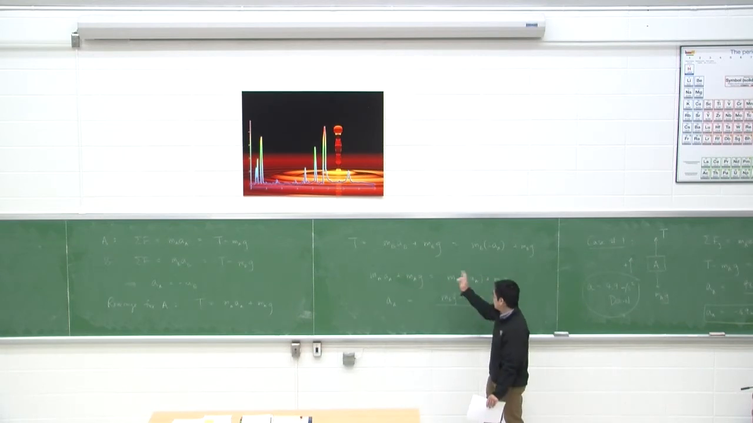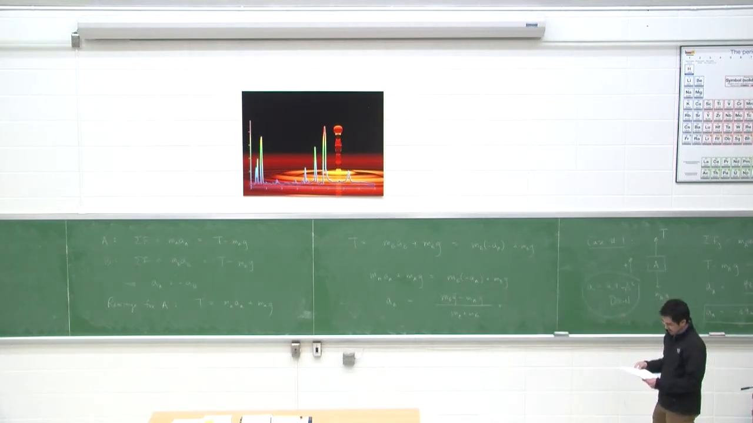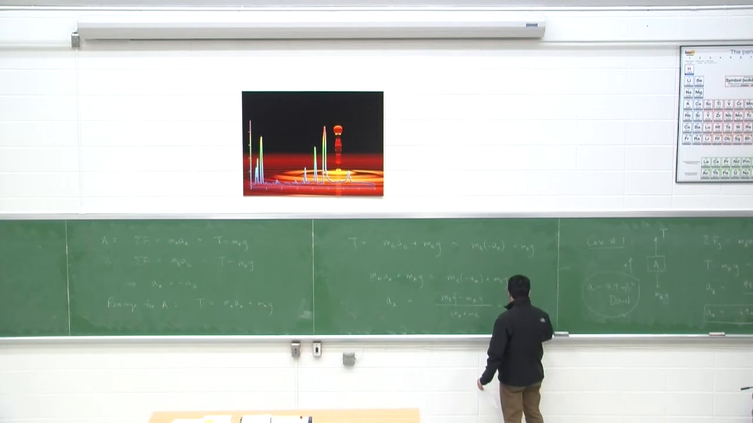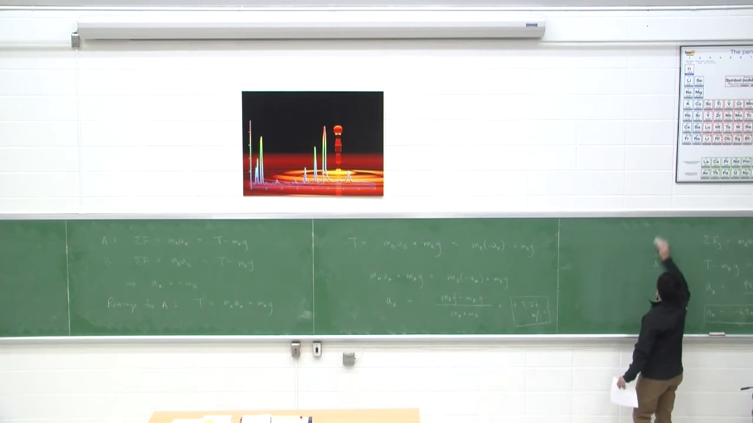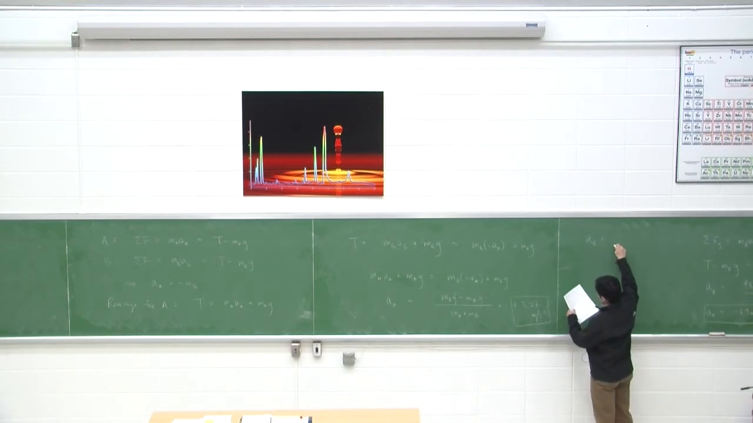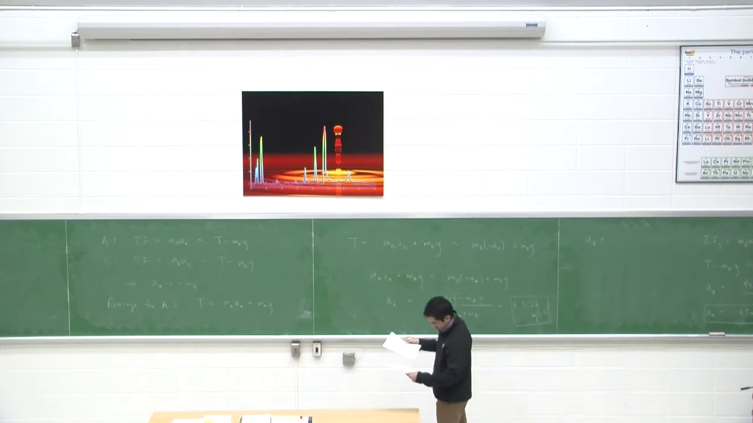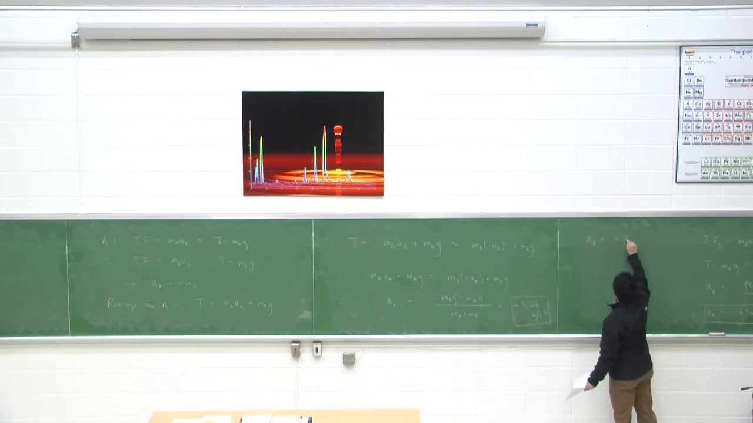This one minus that one divided by MA plus MB. And the answer is plus 3.27 meters per second squared. And then AB is equal to, sorry, did I do that? No, it's actually the negative here. Sorry, my mistake. And then AB is plus 3.27.